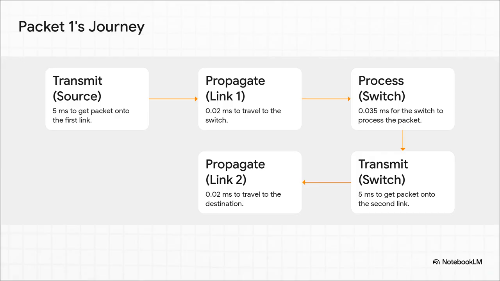We've got the transmission and propagation on that first link to the switch. Then the switch takes its 35 microseconds, which is 0.035 milliseconds, to process it. And then the whole thing starts all over again for the second link. Another 5 milliseconds of transmission to get it onto the second wire, and another 0.02 milliseconds of propagation to cross it to the final destination.